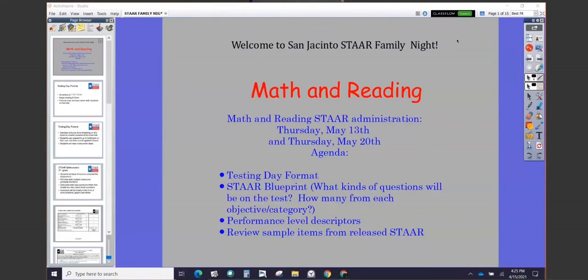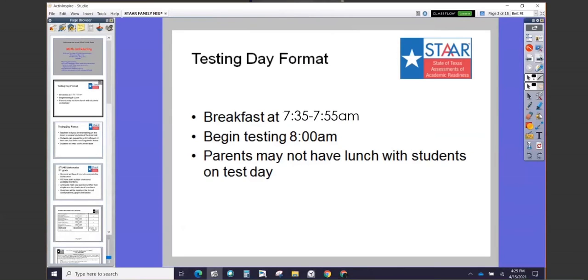We're going to be covering the Math and Reading STAAR Administration. Math will be Thursday, May 13th, and reading will be Thursday, May 20th. We'll be covering the testing day format, STAAR blueprint, performance level descriptors, and we'll review sample items from the release STAAR. Testing day format, we will be doing breakfast at normal time, 7:35 to 7:55.